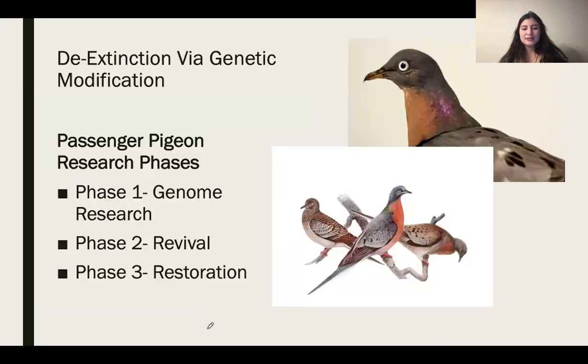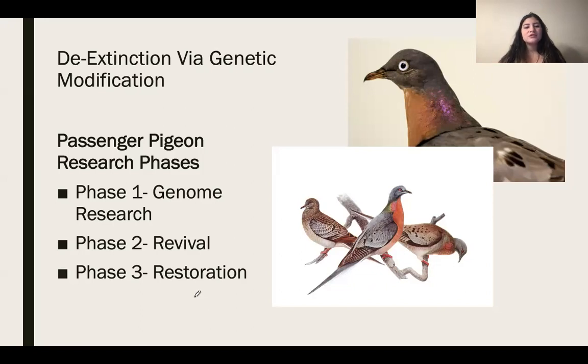That takes us back to the phases of the passenger pigeon research specifically. So phase 1 covers the genome research that began in 2012, where they began to sequence the DNA from the passenger pigeons. This helped them see that the passenger pigeon was a suitable candidate for the experiment itself for de-extinction.